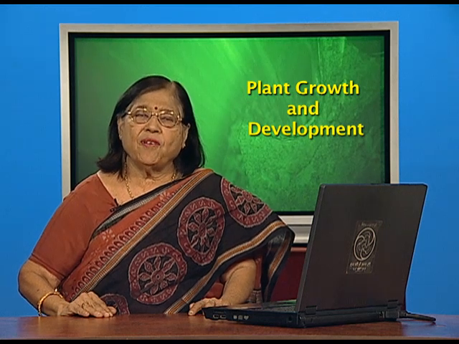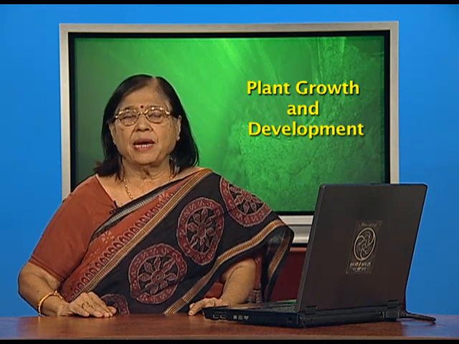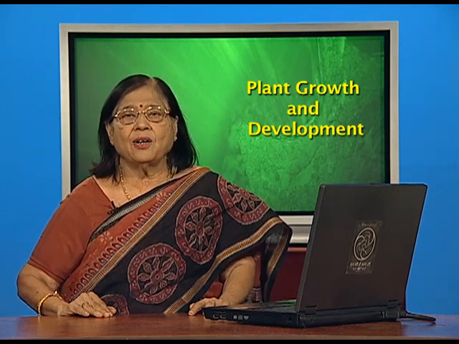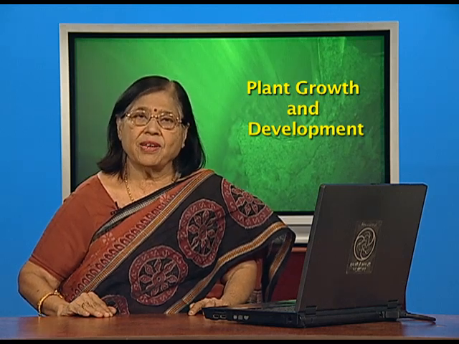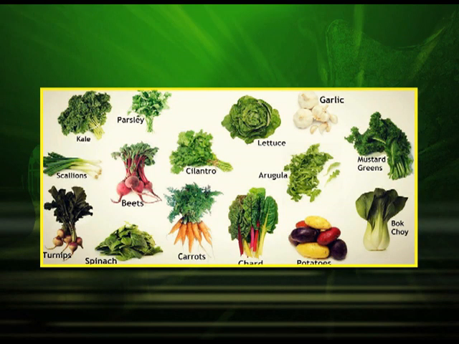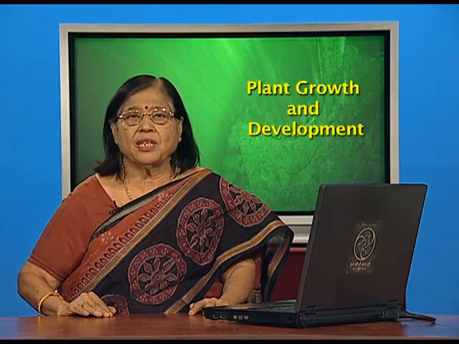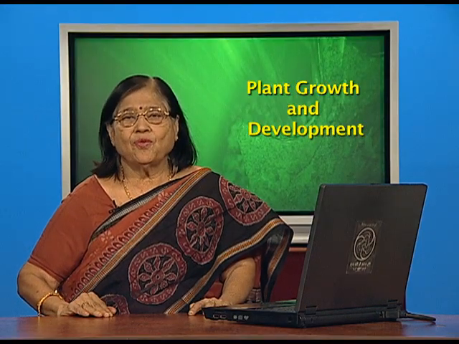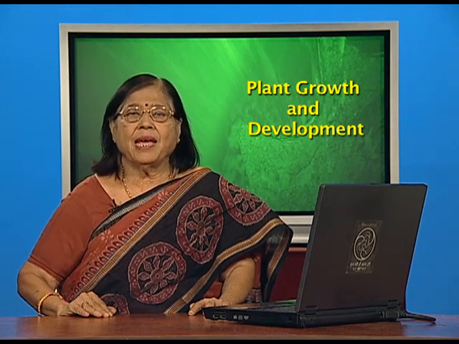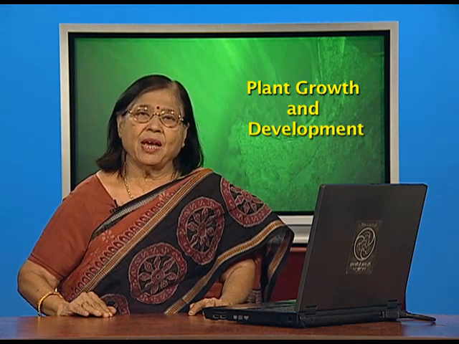That means, for flowering in long day plant, more sun is required. Short day plant, for flowering, less sun is required, and day neutral plants are not affected by sun as far as flowering is concerned. So, light period and dark period both create a proportion which results in flowering. So, photoperiodism varies from plant to plant, area to area, and flowering time and fruiting time according to the timings in the plant. There is one more term which is very important and I would like you to be familiar with, and that is vernalization.